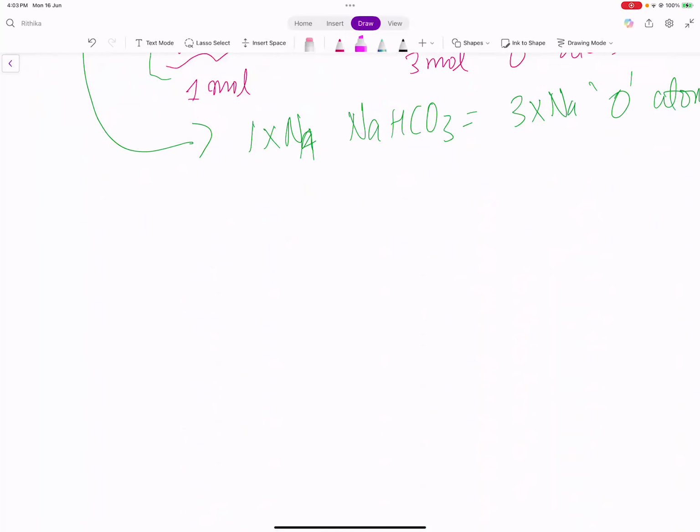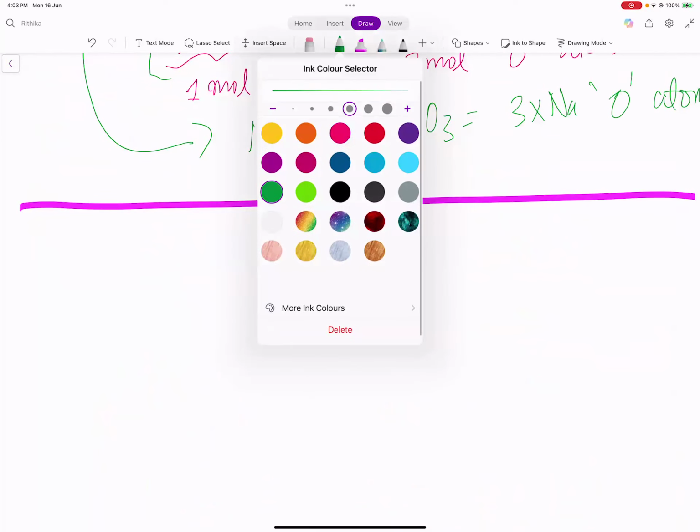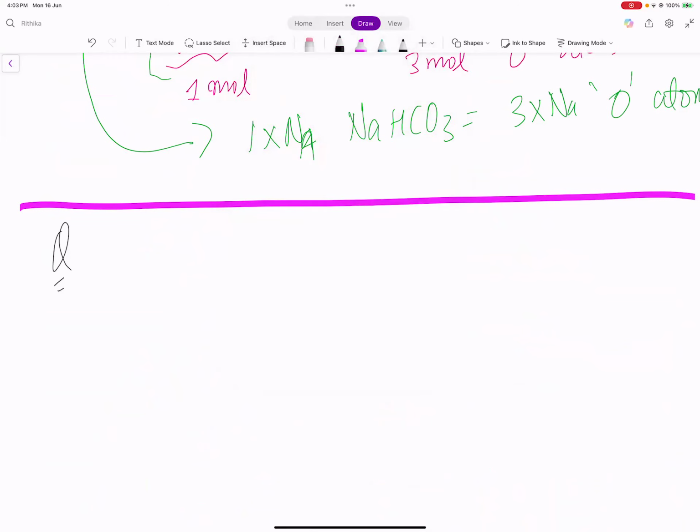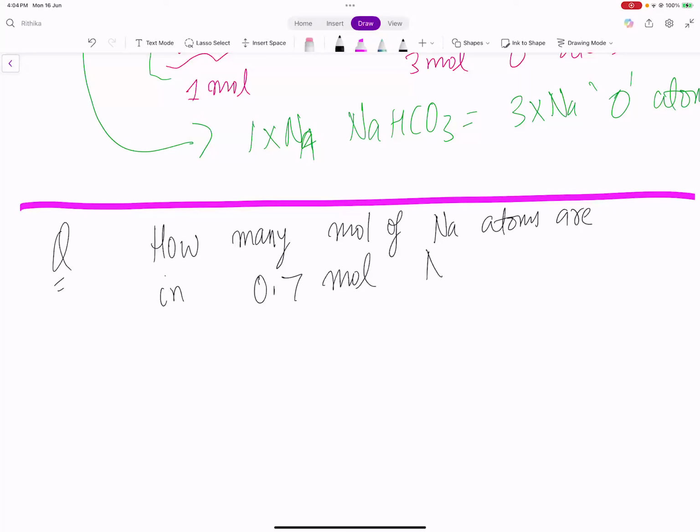Now we go to the next question. How many mole of Na atoms are in 0.7 mole Na3PO4? Got it? You tell me. That's 2.1 mole.